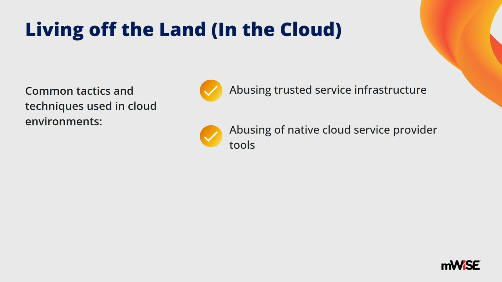Second one around abusing native cloud service provider tools. So this one's similar but focused on those kind of trusted tools that are provided by cloud service providers. In the same way that the Windows version of living off the land could involve using built-in tools like PowerShell, this can be something like using the AWS CLI or gcloud for reconnaissance, but also things like using a cloud admin portal to access a virtual machine, and then moving laterally from there.